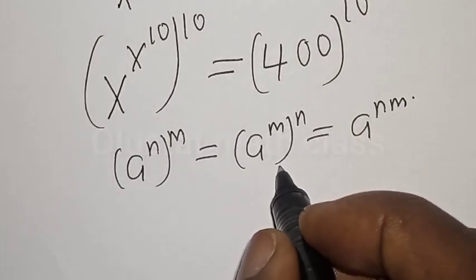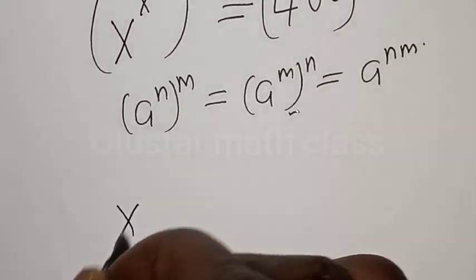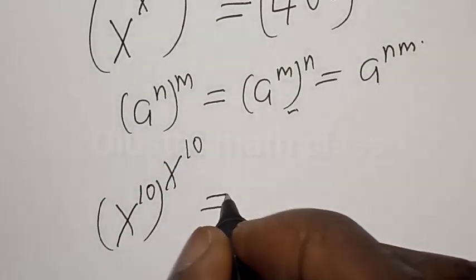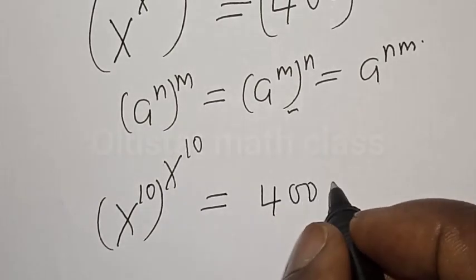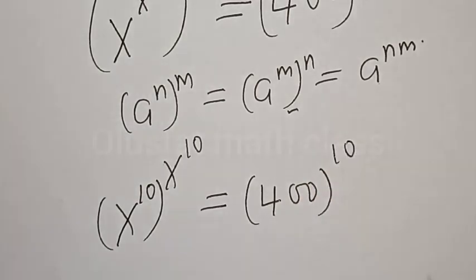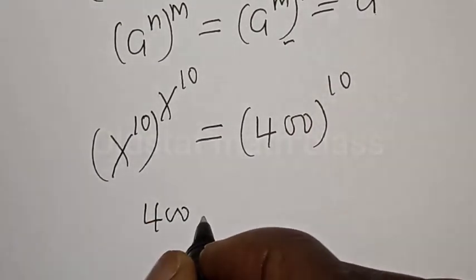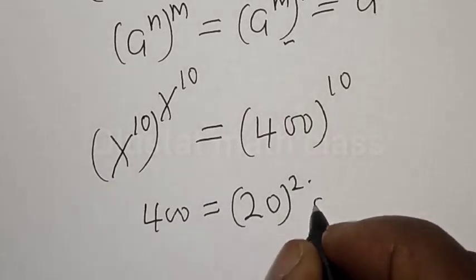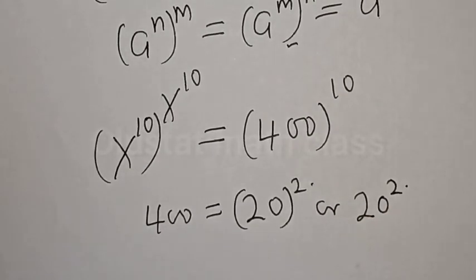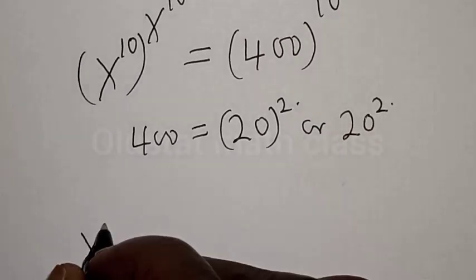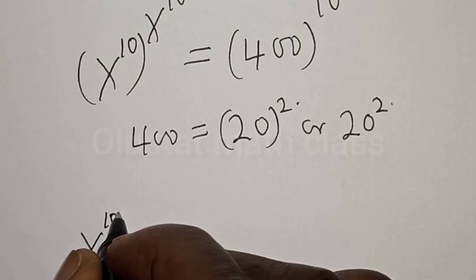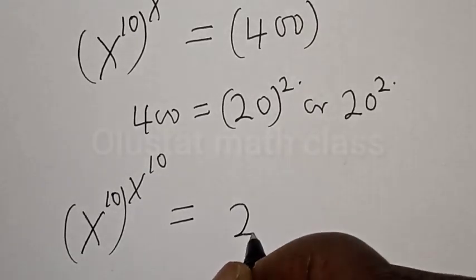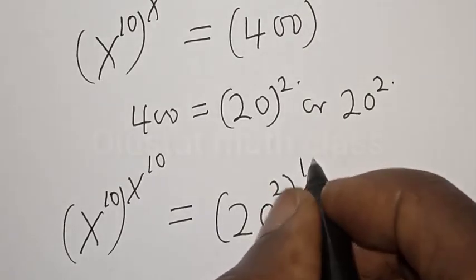Then we are going to make use of this expression here. We have s raised to power 10 raised to power s raised to power 10 is equal to 400 raised to power 10, and 400 is the same thing as 20 squared. Then we have s raised to power 10 raised to power s raised to power 10 is equal to what? 20 squared raised to power 10.